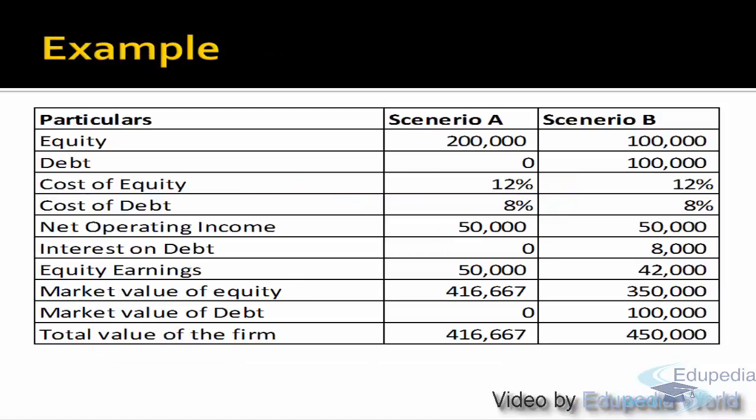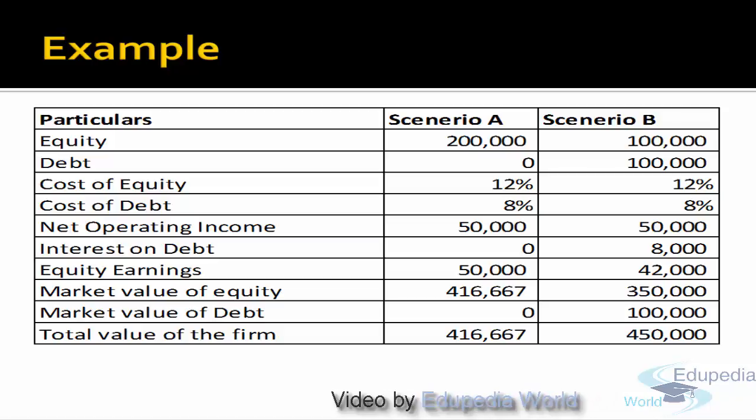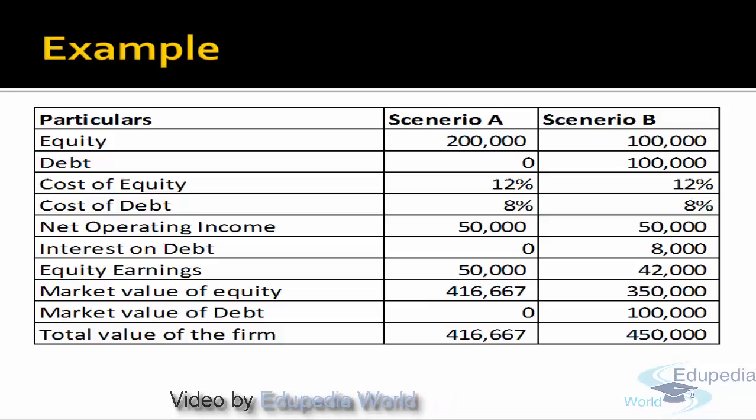Let us take a company with an investment of rupees 2 lakh. In the first scenario, the company has an investment only via equity. So we call that in scenario 1 the company is unlevered. There is no leverage, no debt portion in that company. In scenario B, the company has equal proportion of equity and debt. Let's say that the cost of equity is 12% and the cost of debt is 8%.